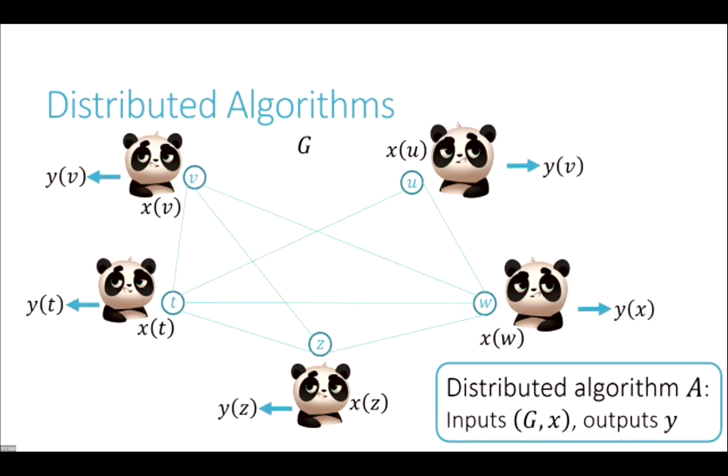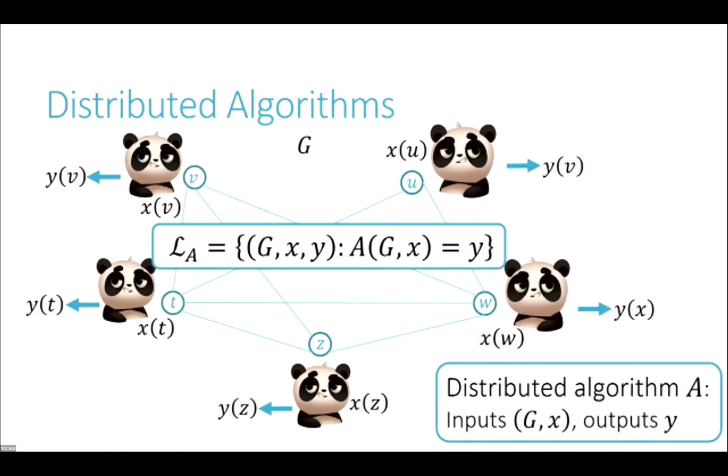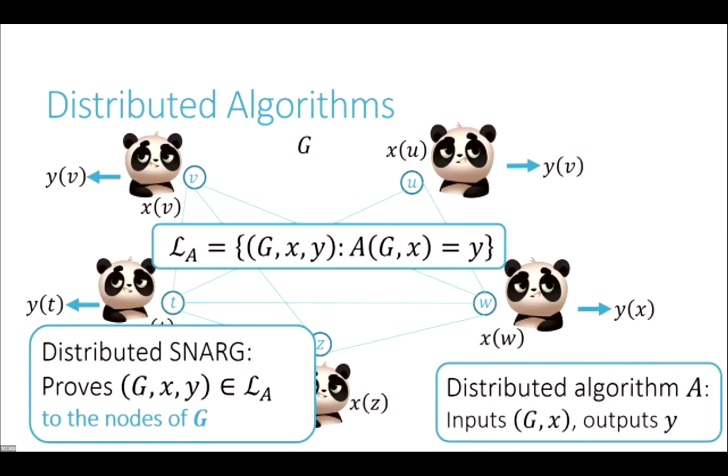Eventually, each node obtains its own output, and we define the language of a distributed algorithm A to be all triplets of a graph G, input assignment X and output Y, such that A on G and X outputs Y. Now, our SNARK is going to prove membership in these types of languages to the network nodes themselves. And we want that even if the original algorithm takes many rounds, the verification process is going to take few rounds.